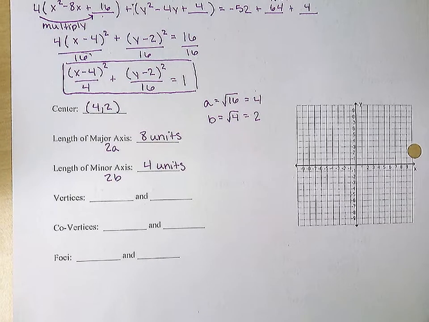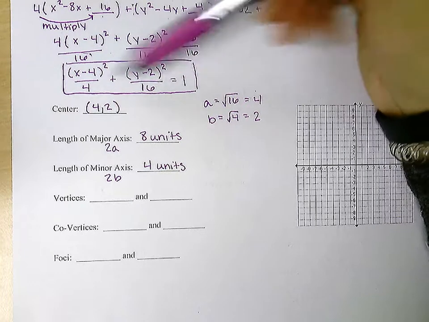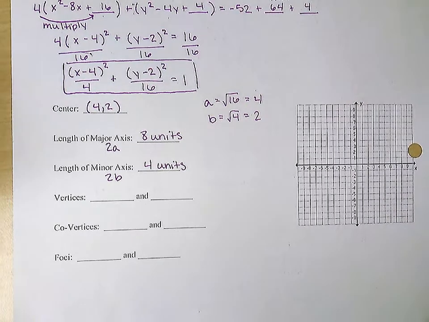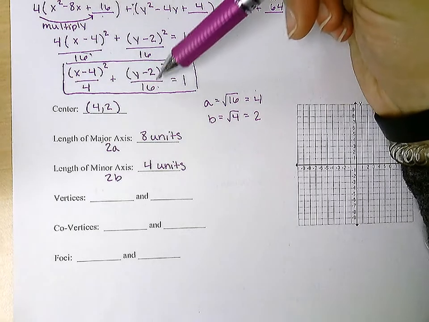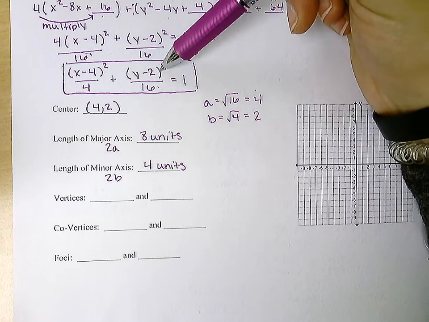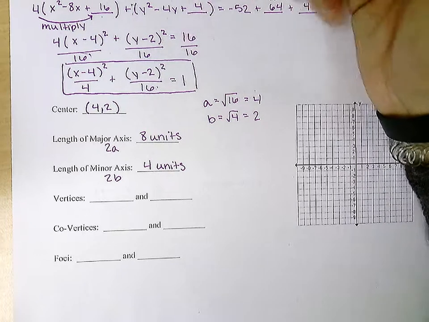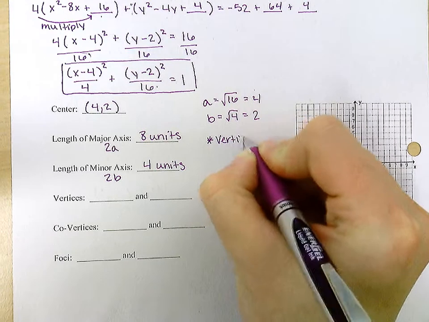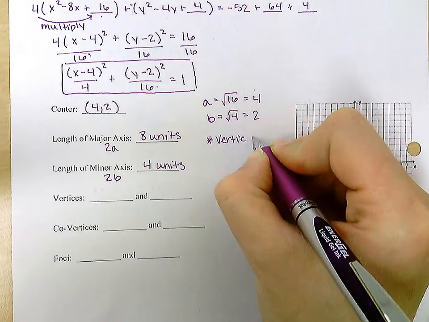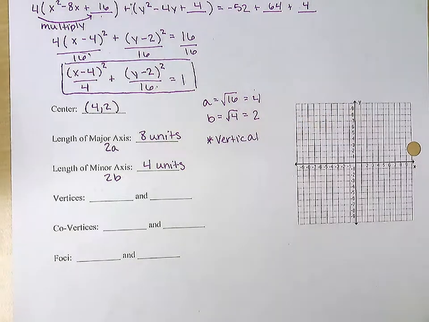Now I need to decide if this is a vertical or horizontal ellipse. Okay, so that's where I look at my a squared value and see which it's under. Okay, it is under y. Since your a squared value is underneath y, that's a vertical ellipse. Okay, this is a vertical ellipse.